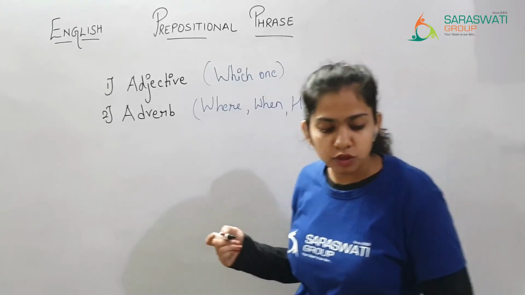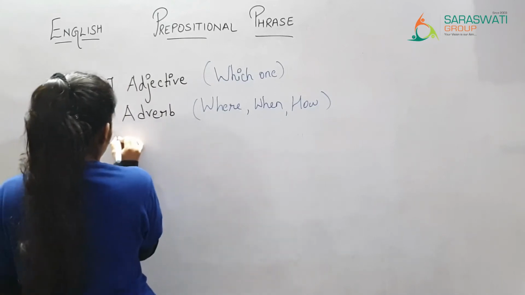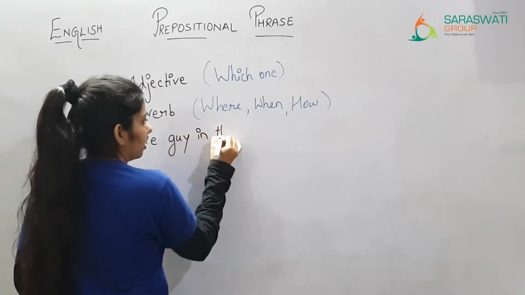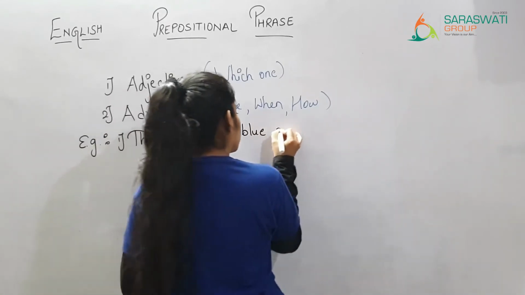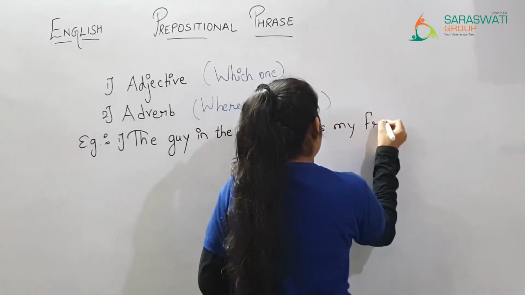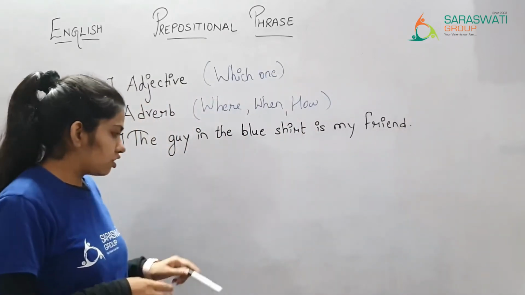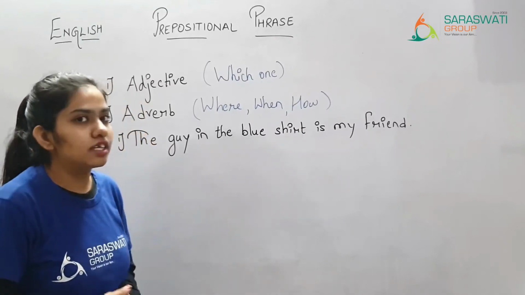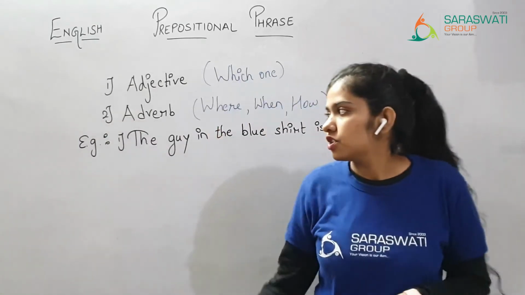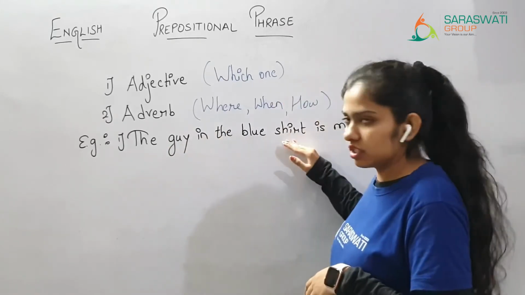Now if I say, the guy in the blue shirt is my friend. The guy in the blue shirt is my friend. So over here we can first ask the question, which one is your friend? Which one is your friend? So you will answer that the guy in the blue shirt is my friend. So, guy in the blue shirt, right?